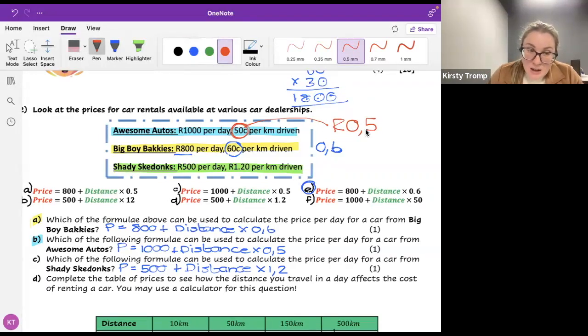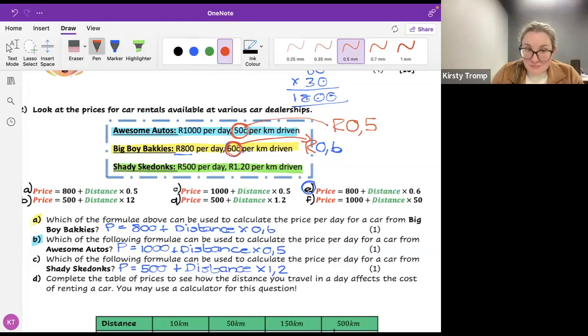The same as here. What do we see? We see that this here is 60 cents. If we want to put cents into rands, what must we do? We must divide it by 100. And what happens when we divide it by 100? It turns into rands, and it becomes rands 0,6.